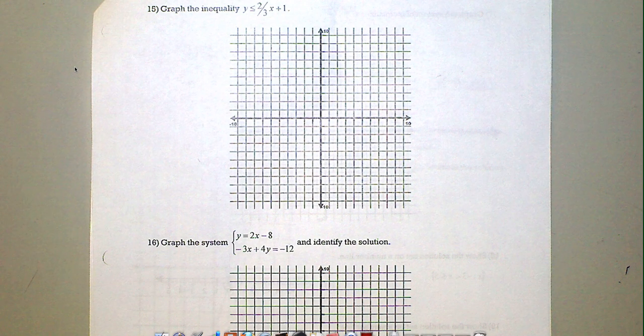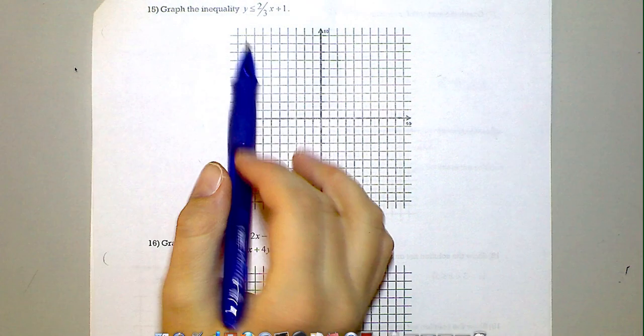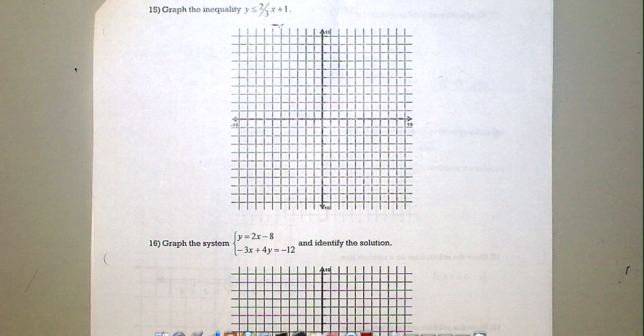This is just two problems, but they both involve graphing, which I know for some of us can be a little bit difficult, so I'll try to go through it as slowly as I can. Number 15, if I'm graphing this one, I notice right away that it's in slope-intercept form, which is a really nice way to be able to graph.